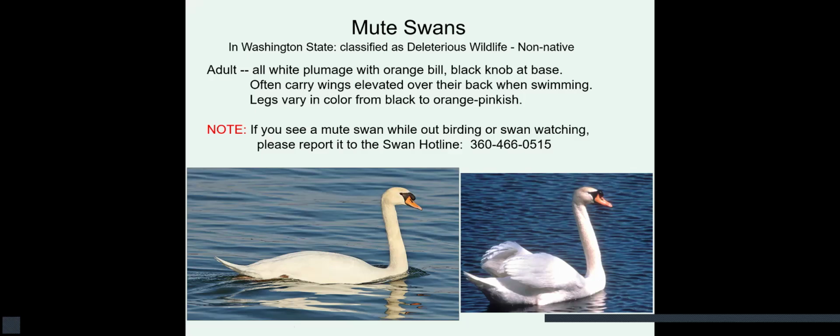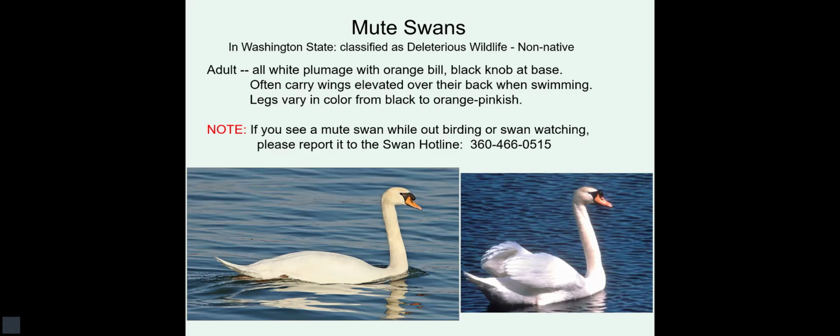So mute swans in Washington State, this is the last species of swans, are classified as deleterious wildlife, non-native, meaning they're not supposed to be in the wild anywhere in Washington or even in captivity. But you will occasionally see them because they'll come down from British Columbia where there's a small population.